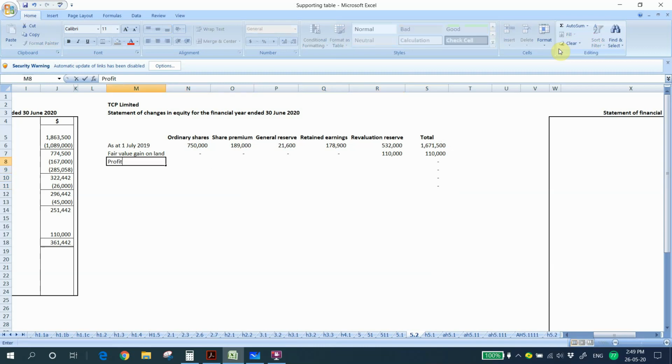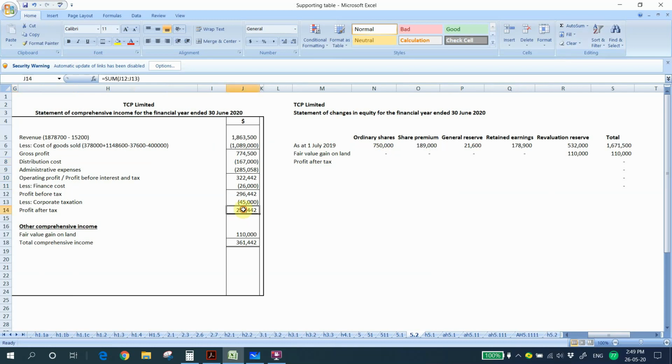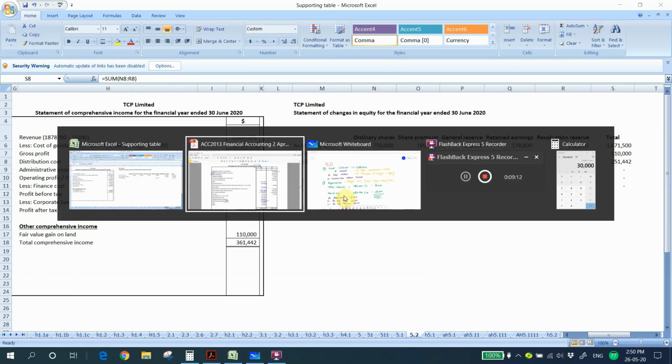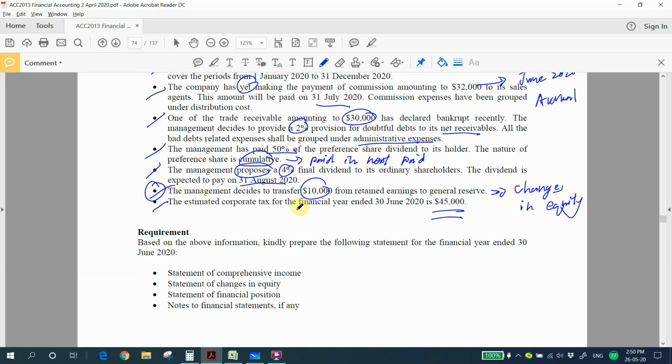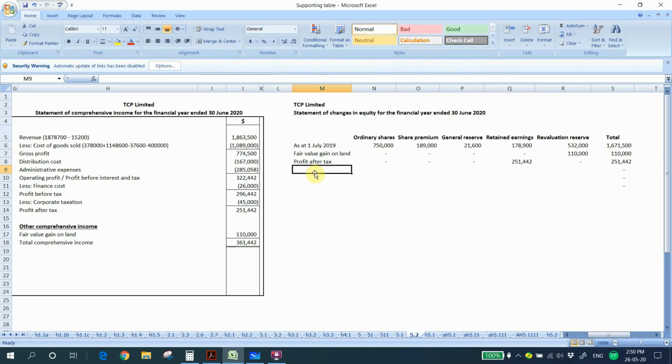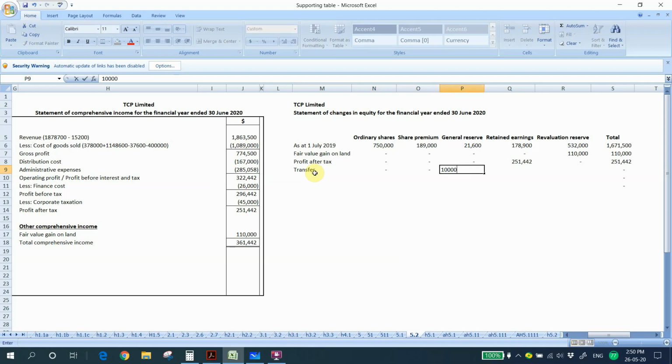Next one, we record profit after tax. Profit after tax, we have to use this one, 251442. Next, we have a transfer between the reserve. Transfer 10,000 from retained earning to general reserve. So we indicate transfer. Transfer in between the reserve will not have any impact in your total retained earning.